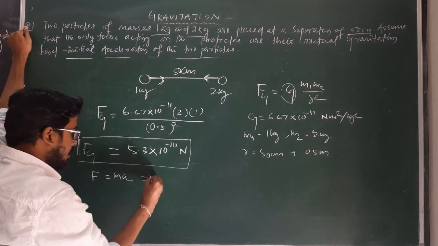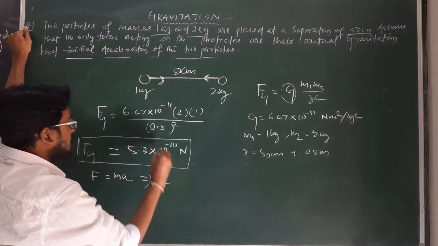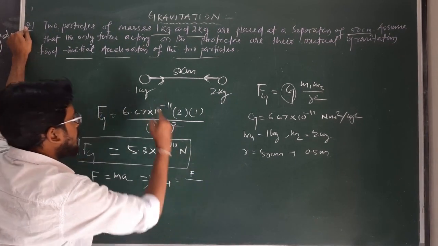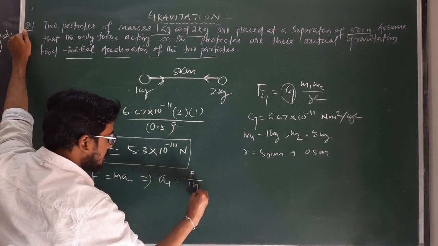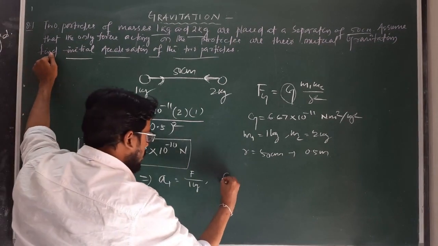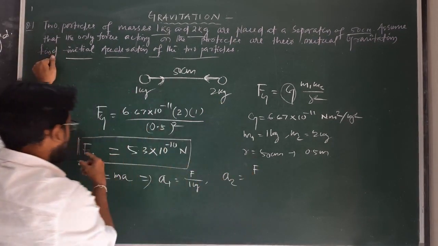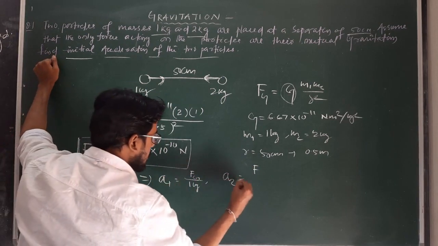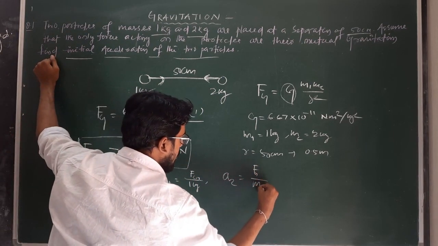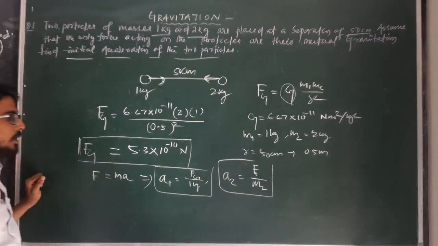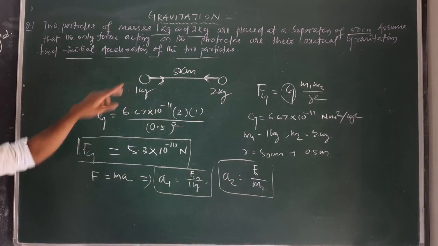So from this we can get the acceleration of the first particle, let it be a1, which is F divided by m1, where m1 is 1 kg. Similarly, the acceleration of body 2, a2, will be Fg divided by m2. Clear? So these are the expressions for the accelerations produced in the two particles.